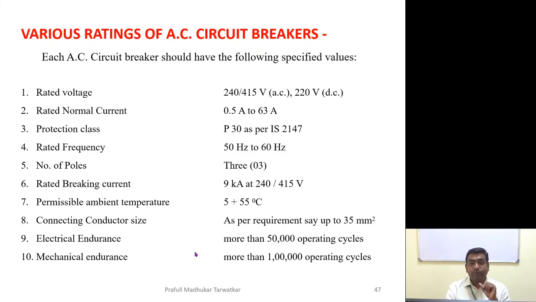Then mechanical endurance means mechanical wear and tear, since moving parts are also incorporated in a circuit breaker, so certain wear and tear will always happen. As far as electrical endurance is considered, likewise mechanical endurance is also there. You can see here 50,000 and 1 lakh, that means the electrical endurance is half as compared to the mechanical endurance. So the mechanical is stronger.